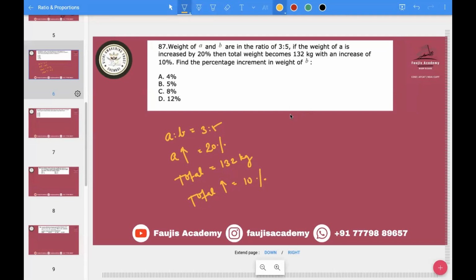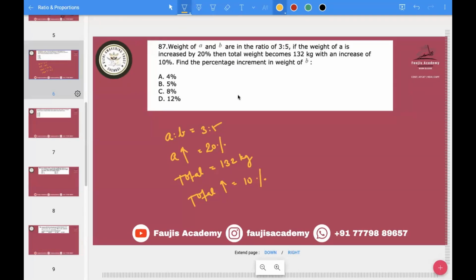Okay, A and B are given first. Did you assume something like this? Yes, sir. I assumed that the total weight was increased to 132 kg, which is 120 percent of the old total. So I calculated the total first, then with the help of the ratio 3:5, I found the previous weights of A and B. Then I calculated the present weight and the difference percentage also. Absolutely. Thank you so much.